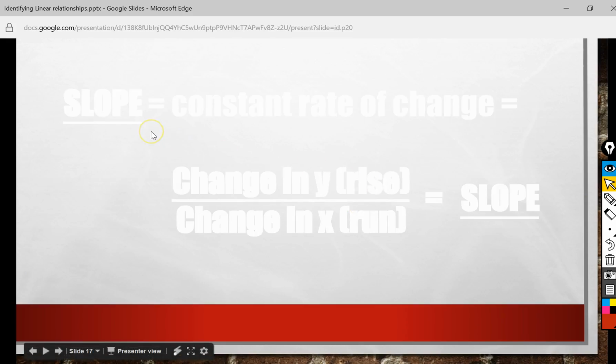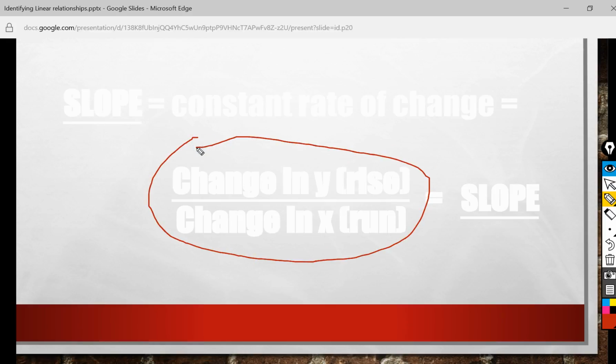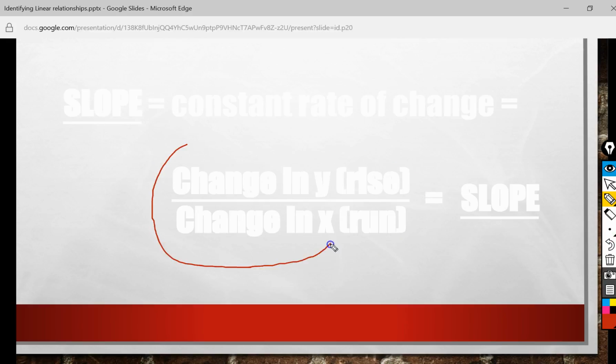So slope equals constant rate of change. That's the meaning of slope. And then this part right here is how you find it. This is the formula for slope. There's two different ways to think about it. You will use change in y over change in x for tables and for equations, and you can use rise over run whenever you're looking at a graph. And I'll explain that further on the next slide.